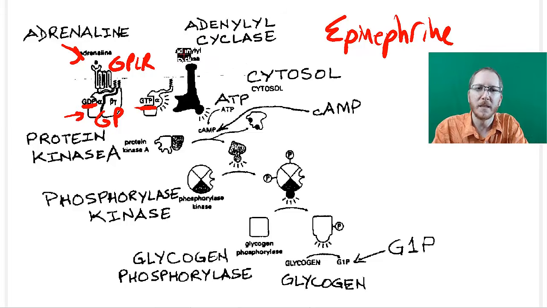And so once this adenylyl cyclase gets activated, its job is to take ATP and convert it into something called cyclic AMP. And the cyclic AMP is going to be used to activate other stuff further on.